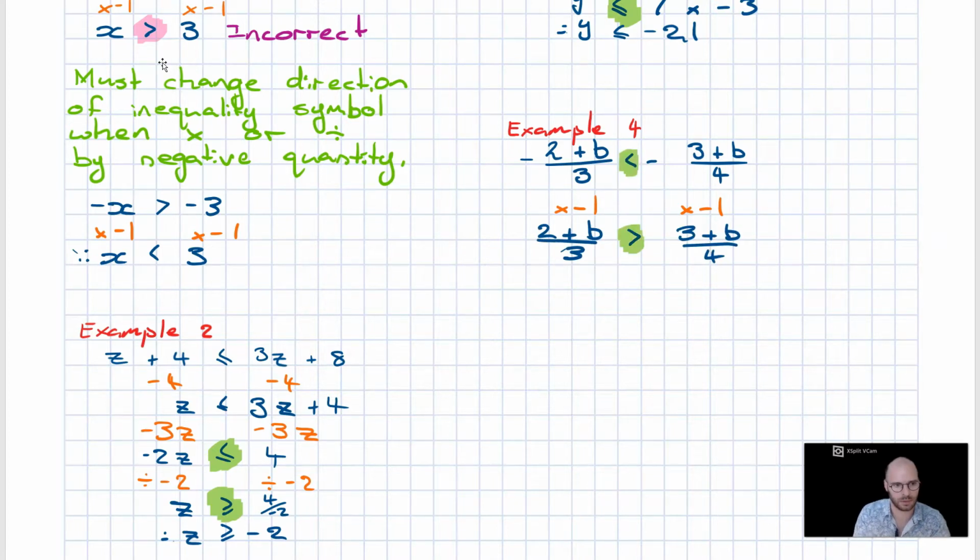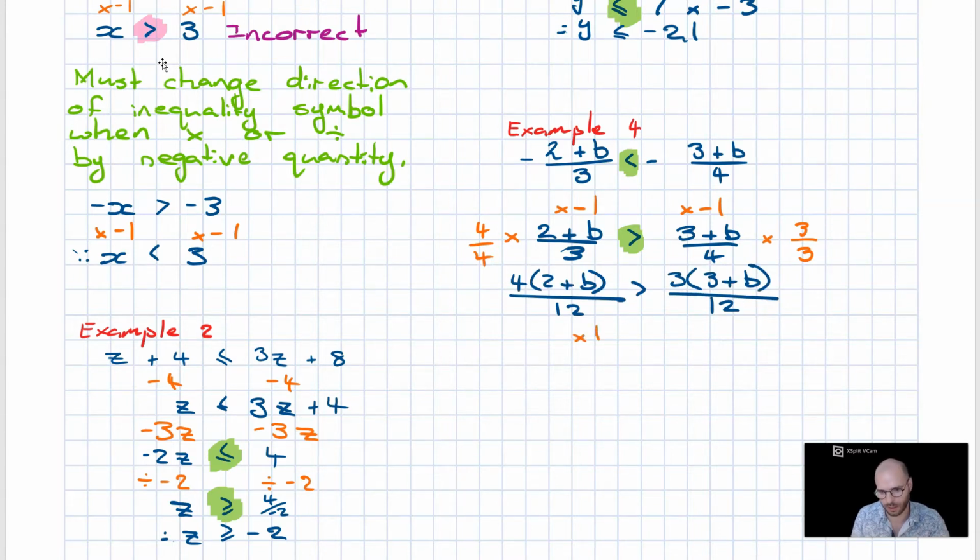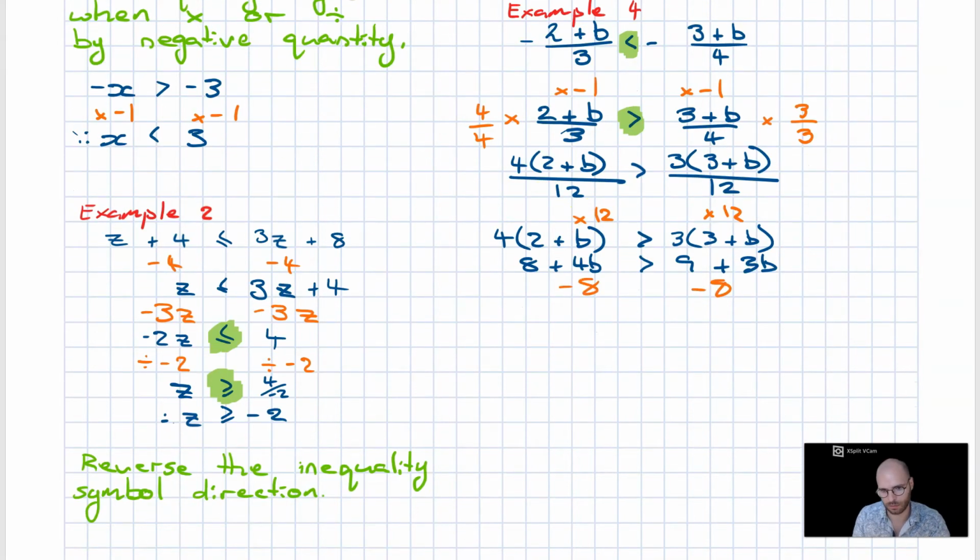Next step is we want to get a common fraction. So we'll go 3 and 3, 4 like so. And this will give us 12. Multiply both sides by 12. We collapse our fraction, then expanding brackets, moving the constants to the right and moving our variable terms to the left, we find that b is greater than 1.